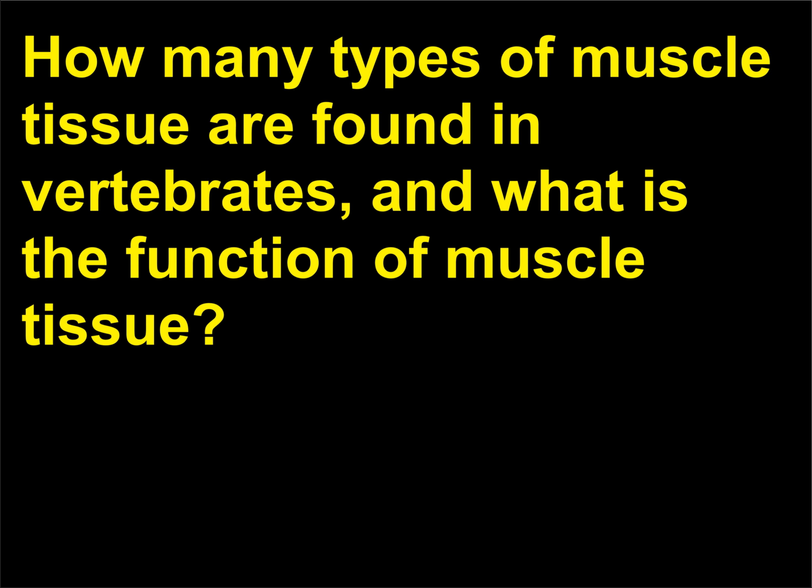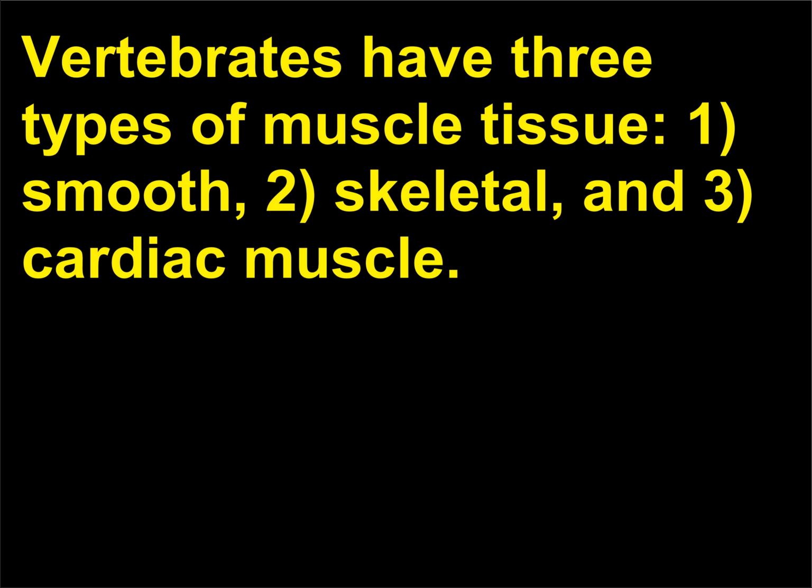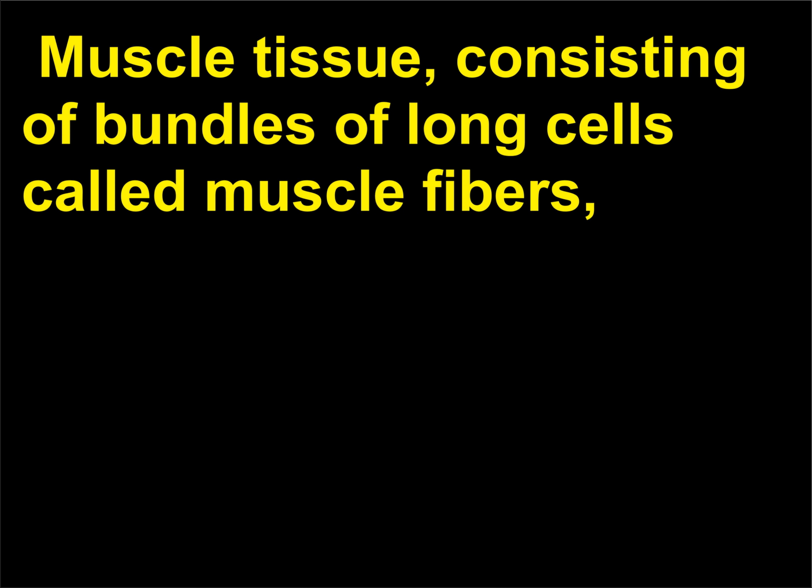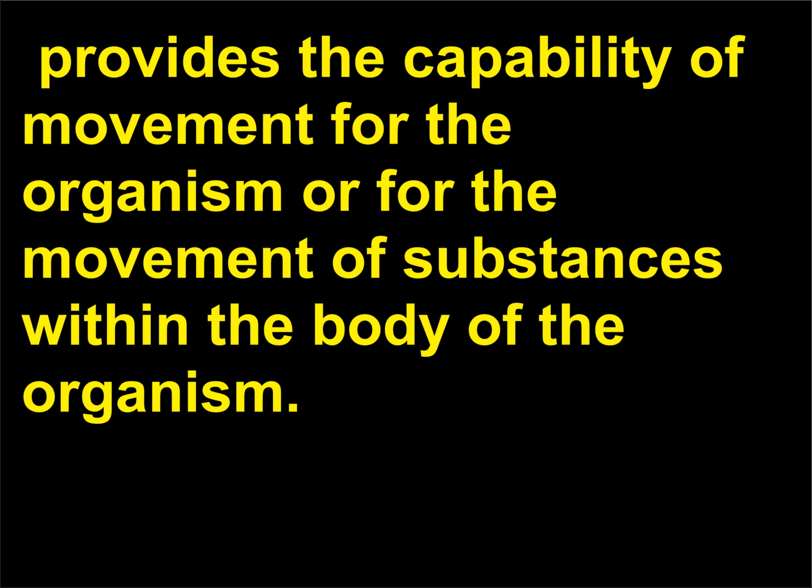How many types of muscle tissue are found in vertebrates, and what is the function of muscle tissue? Vertebrates have 3 types of muscle tissue: 1. Smooth, 2. Skeletal, and 3. Cardiac muscle. Muscle tissue, consisting of bundles of long cells called muscle fibers, provides the capability of movement for the organism or for the movement of substances within the body of the organism.